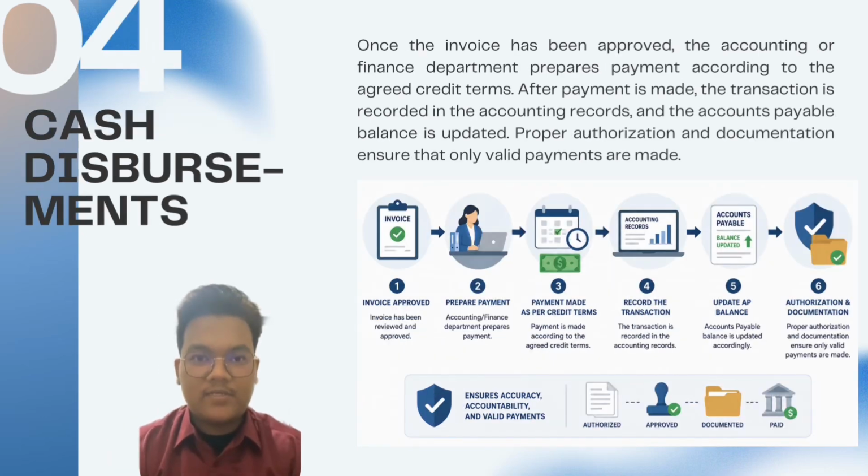Okay, the last process in this expenditure cycle is cash disbursement. Once the invoice has been approved, the accounting or finance department prepares payment according to the agreed credit terms. After payment is made, the transaction is recorded in the accounting records and the accounts payable balance is updated. Proper authorization and documentation ensure that only valid payments are made.